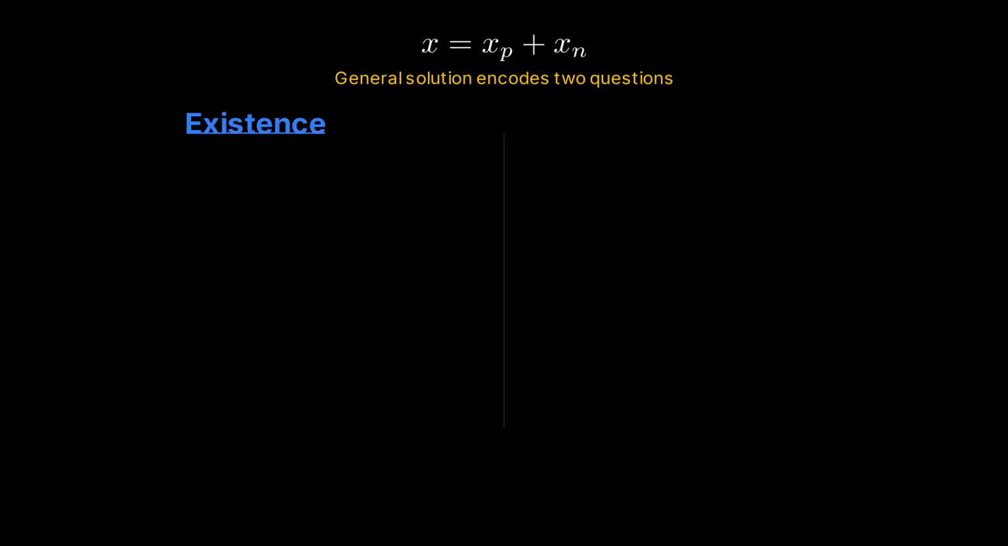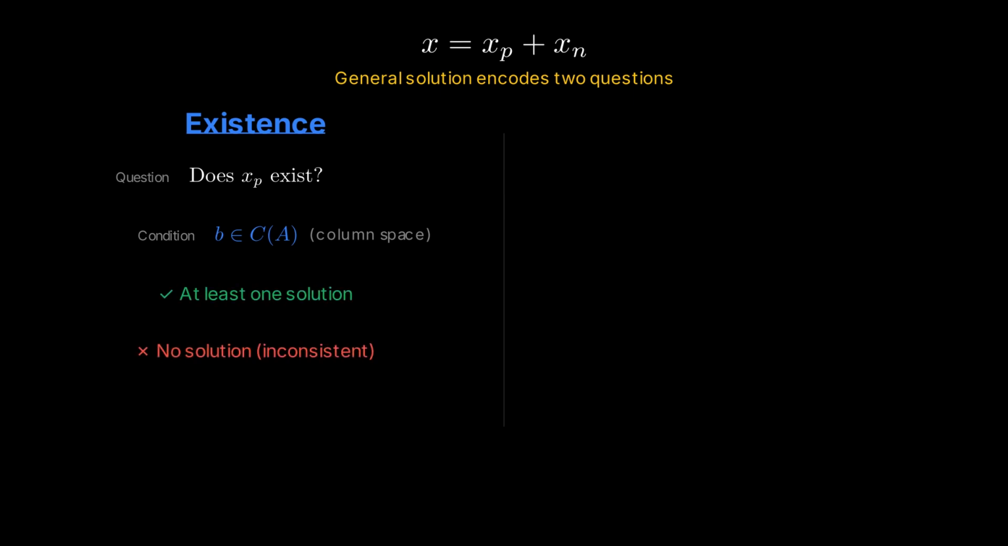Let's step back and see the big picture. The formula x equals xp plus xn encodes 2 independent questions. The first question is about existence. Does a particular solution even exist? It does only when b lies in the column space of A. If b is not in the column space, then no solution exists. The system is inconsistent.